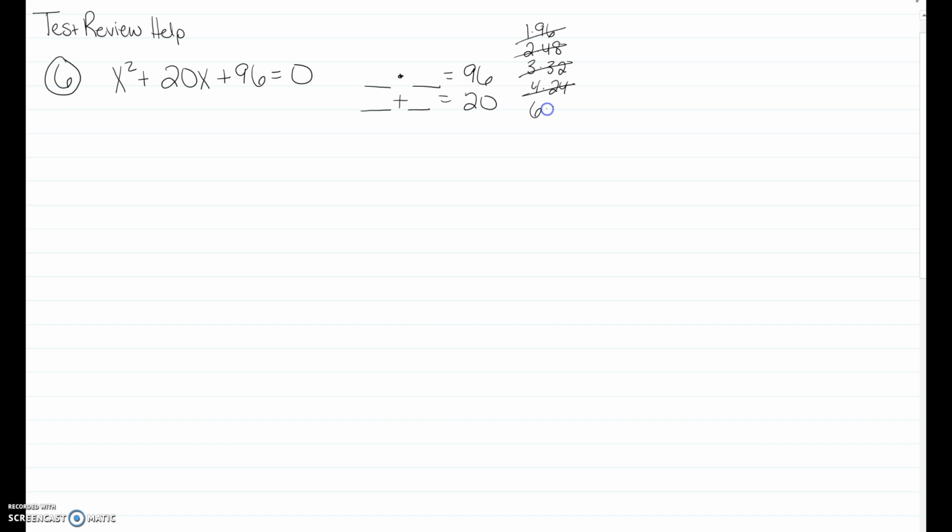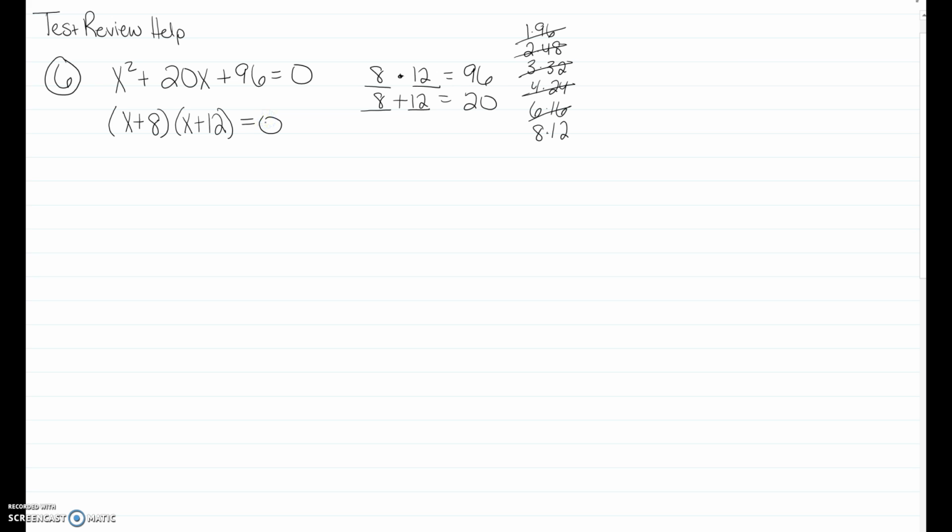5's not going to work. 6 times 16 is 96. That's not going to work. 8 times 12 is 96. Would 8 and 12 work? Yes. So 8 times 12 is 96. 8 plus 12 is 20. Our factored form is x plus 8, x plus 12.